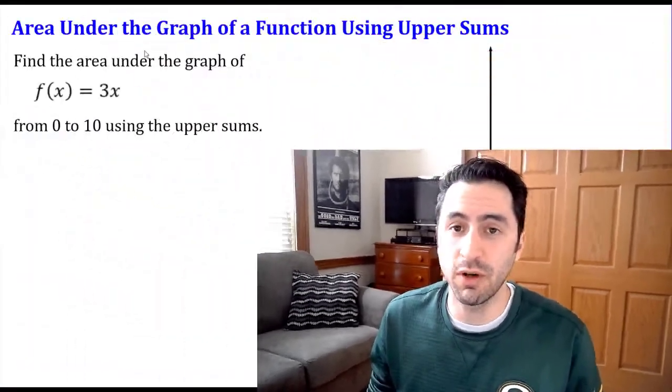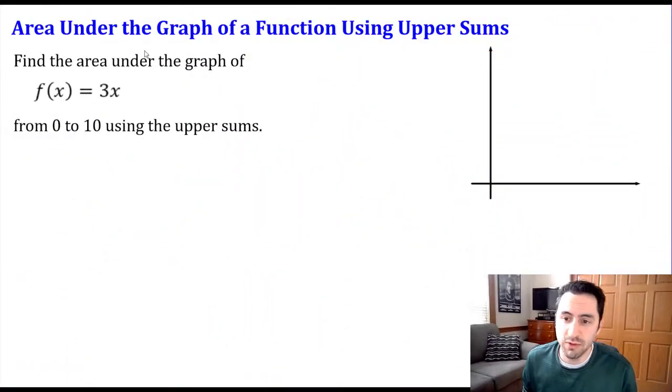Hello everyone. In this video, we're going to take a look at an example where we're going to find the area under the graph of a function by using the upper sums. So my example: find the area under the graph of f of x equals 3x from 0 to 10 using the upper sums. In this case, we are using n subintervals, n rectangles, and we want to let n become unbounded. In other words, we want to find the exact area by using an infinite number of rectangles.